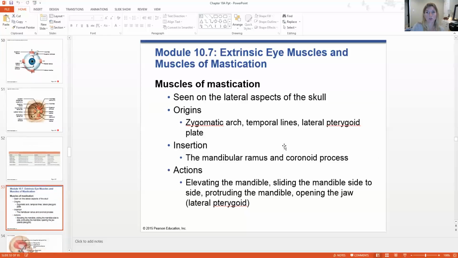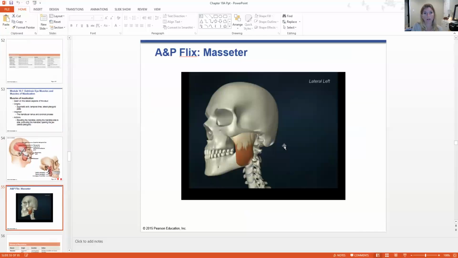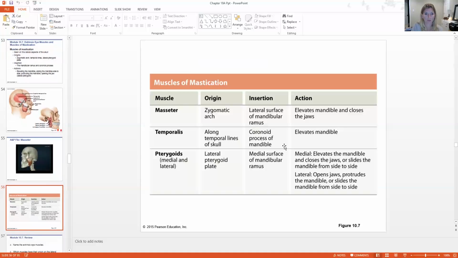Muscles of mastication, these are our chewing muscles. They usually originate on the zygomatic arch, temporal lines, and lateral pterygoid plate. They insert on the mandibular ramus and the coronoid process back here, ultimately resulting in elevating and sliding the mandible, opening the jaw, basically. This is a video that is attached to Mastering A&P, so it's not here on the PowerPoint, but you can check it out when you look at Mastering A&P. Here are the muscles in the chart from your book, going through origin, action, insertion.